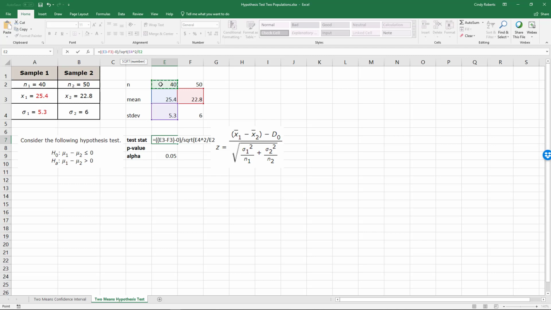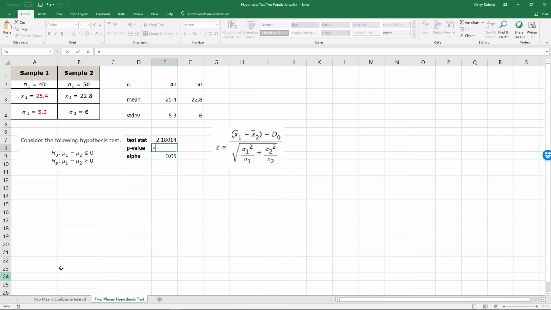If you watched the video already on the confidence interval, this part of the formula should look familiar. And then the standard deviation of the second sample squared divided by the sample size of the second sample. And hopefully I have all my parentheses correct and I get my test statistic. So from here, what I want to do is find my p-value.